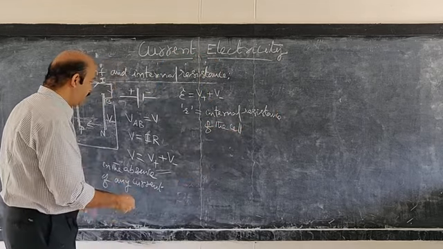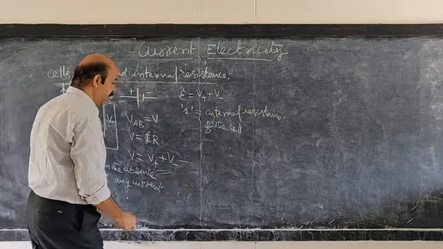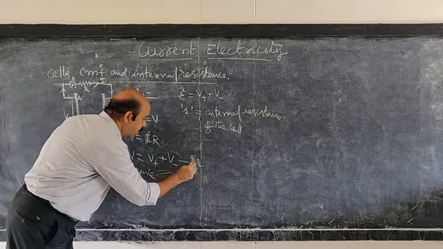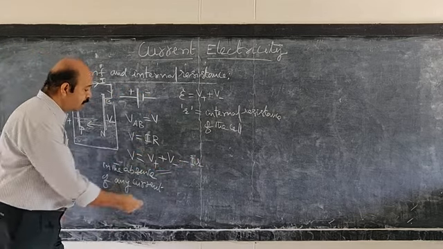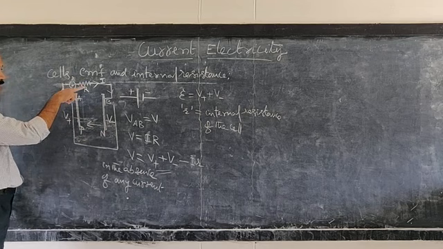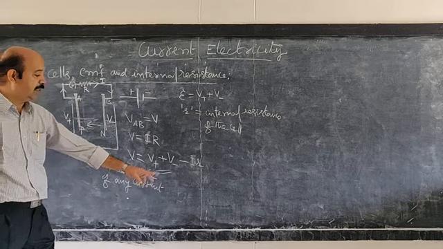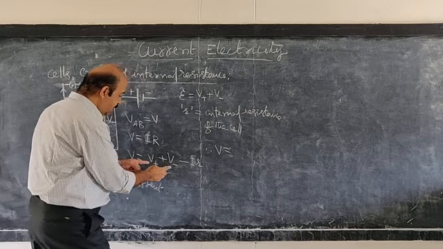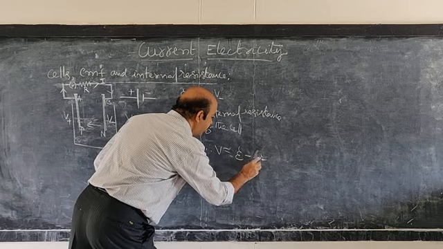Then this equation will become V equals E minus IR, where I is the current in the circuit. Why do we take a minus sign? It means the current is moving in the opposite direction to the external current direction. When compared with this, here it is going from N to P. That's why we have taken the negative sign. Therefore, we write E is equal to V, this E is the EMF of the cell, minus IR.